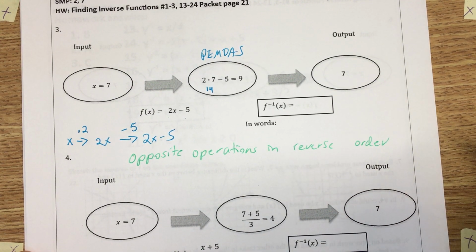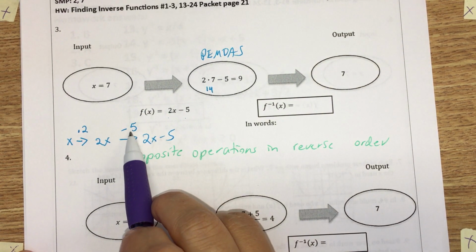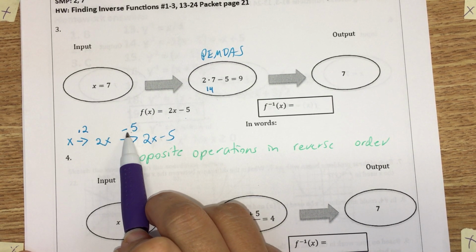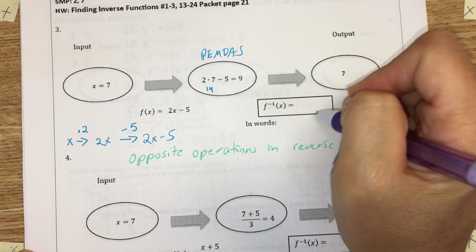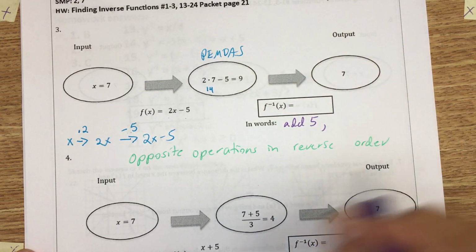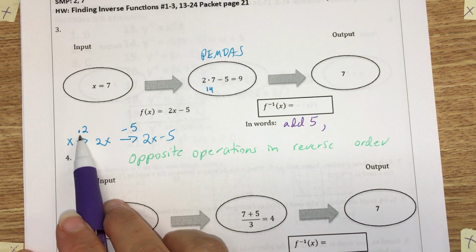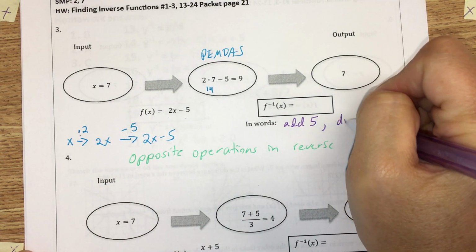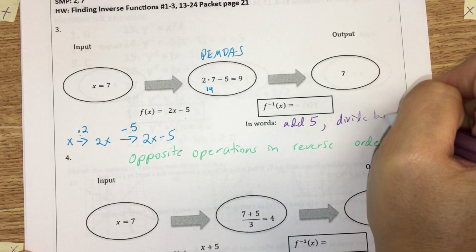So opposite operations in reverse order, well, the opposite of subtracting 5 would obviously be to add 5. So add 5, and then the opposite of multiplying by 2 would be to divide by 2.